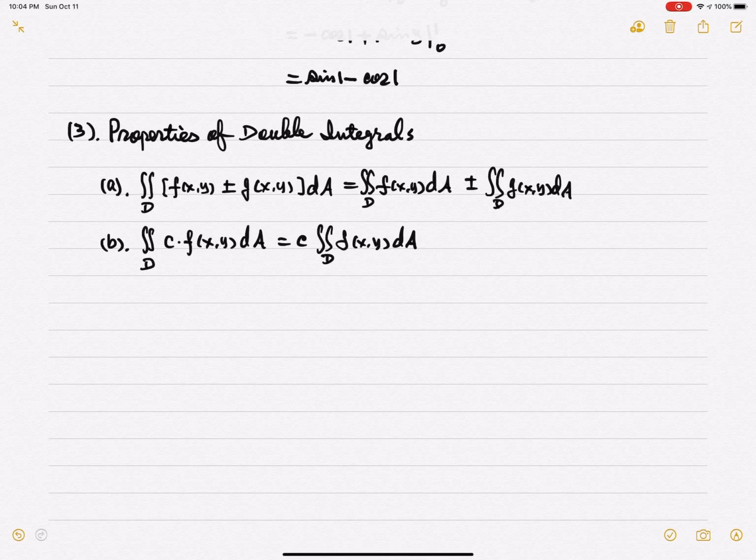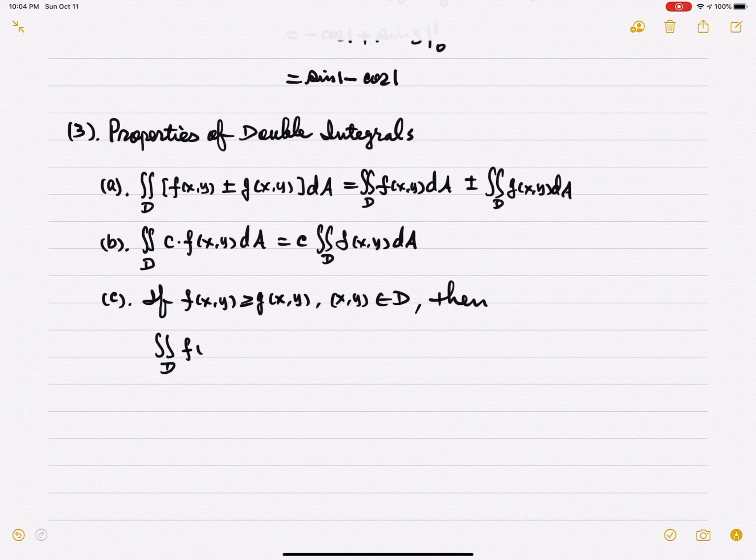Okay, part C, we say if f(x,y) is greater than or equal to g(x,y) for all (x,y) in D, then we have this. The integration of f is greater than or equal to the integration of g. Okay, so this is part C.